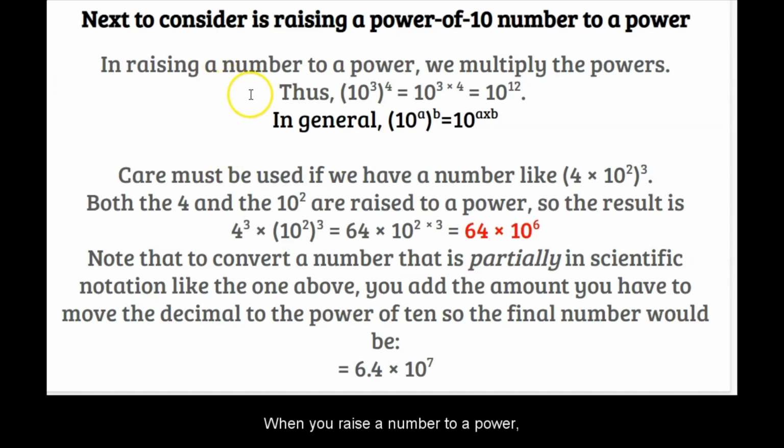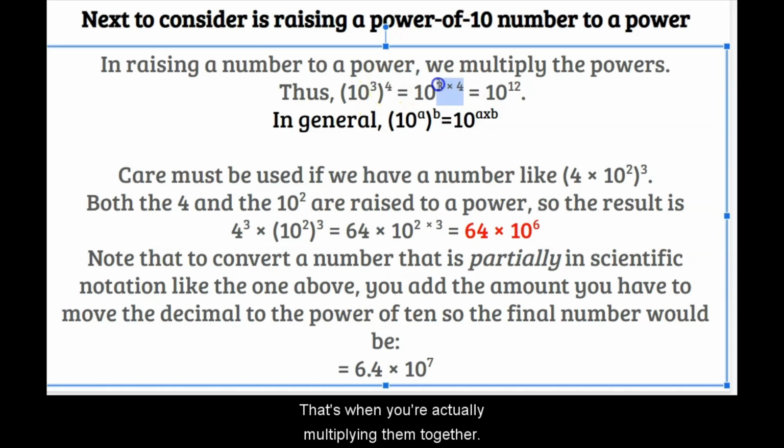So when you raise a number to a power, you're multiplying. So 10 to the third to the fourth, so 10 with 3 as the exponent raised to another 4 as the exponent, that's when you're actually multiplying them together. So writing this down in your notes would be super useful. 10 to the a to the b is the same as saying 10 to the a times b.